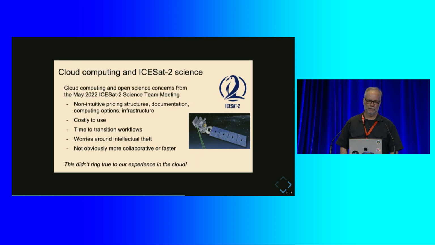In May of 2022, the ICESat-2 science team met and had some comments about the cloud that did not resonate with some of the scientists that have launched CryoCloud, suggesting that the transition to cloud will be difficult. It's not obviously more collaborative. It might be really difficult. It's going to be costly. And that didn't ring true. So part of our experiment is to confront this cloudy hesitation.